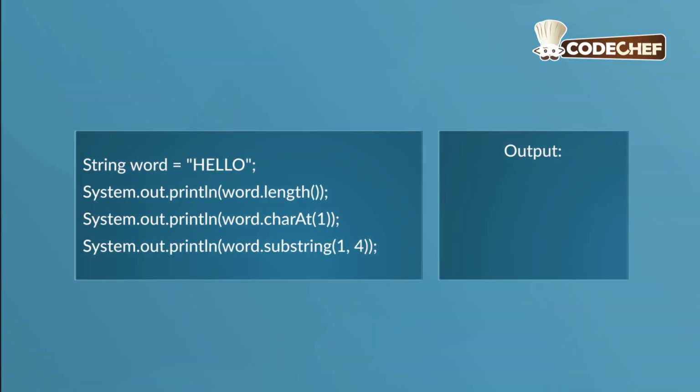Let's see this in action. If we write this code, Java will execute it step by step. Length counts all characters and gives 5. charAt(1) fetches the second letter, which is E. And substring(1, 4) extracts characters from index 1 to 3, giving ELL.